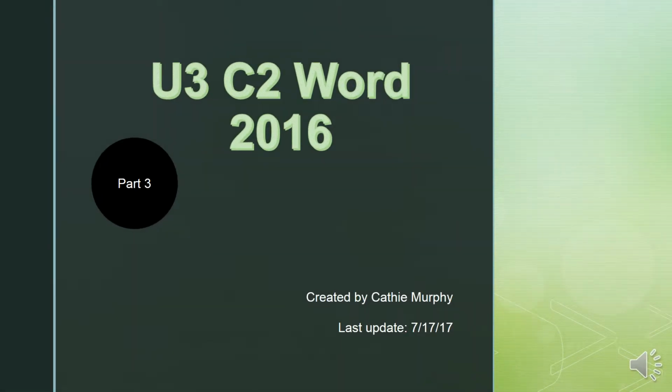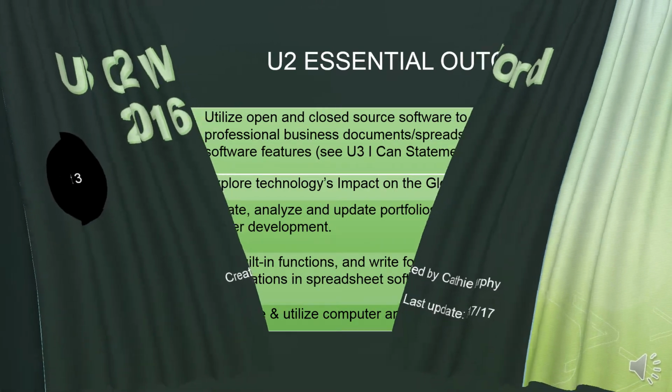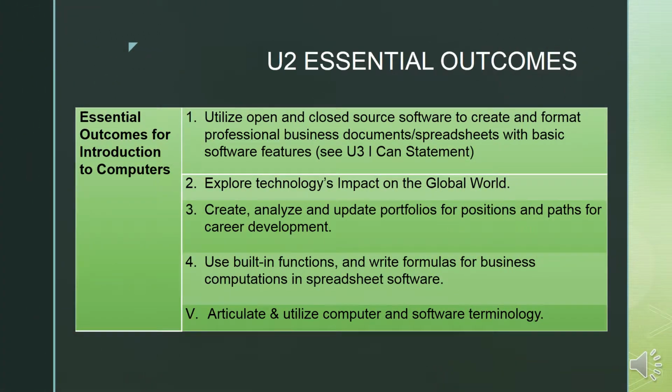Welcome back to Part 3, Unit 3, Chapter 2, Word 2016. The essential outcomes: you will be using open and closed source software, as well as creating portfolios for career development.